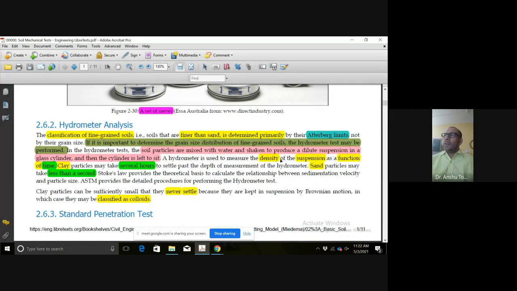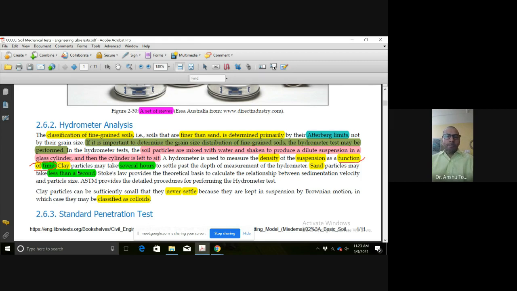It is used to measure the density of the suspension. It is also used for measuring the density, which we call the pycnometer test. One thing which I have highlighted here is very important: time. So it is a function of time.